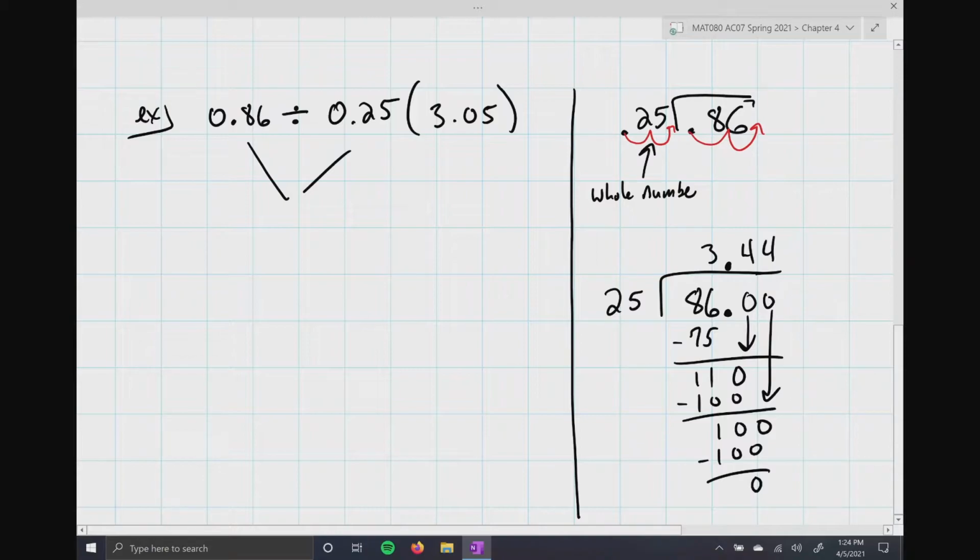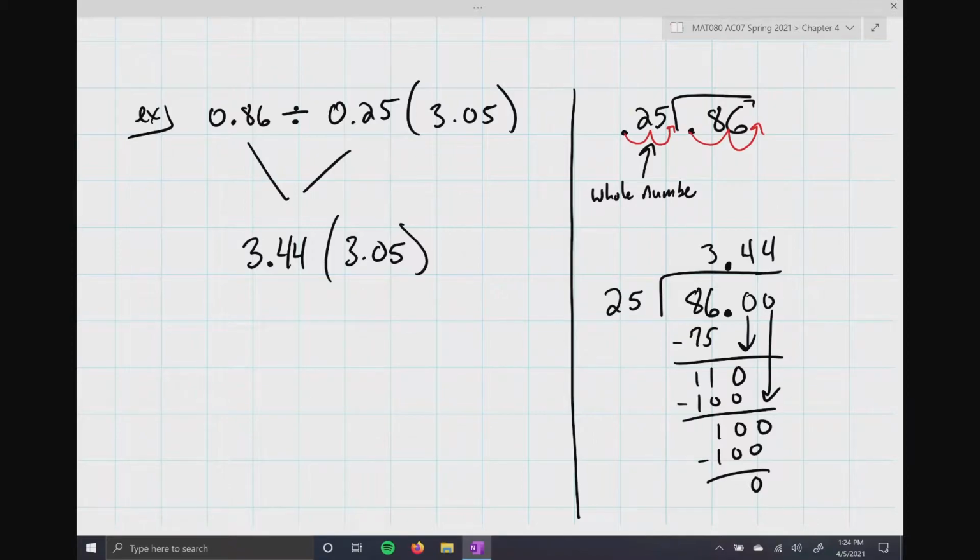So 0.86 divided by 0.25 is 3.44. Now, all I have to do is multiply 3.44 times 3.05. So let's go ahead and do that. Before I do that, any questions? Am I moving too fast?